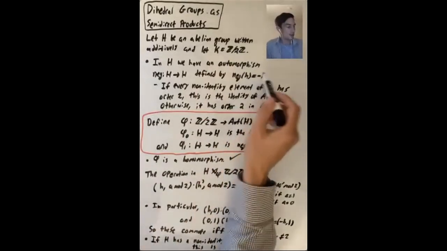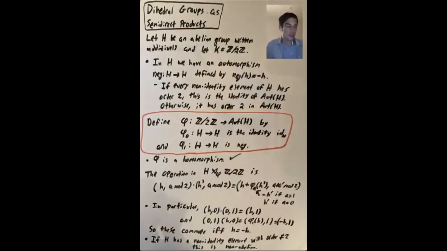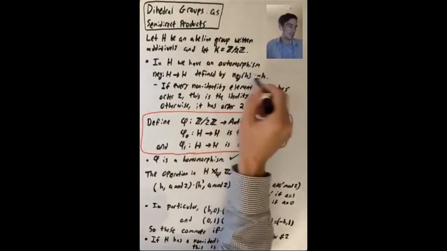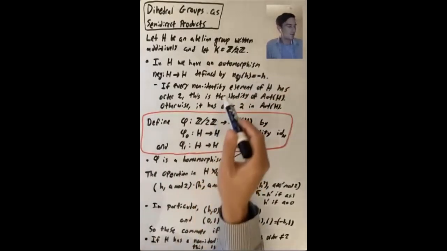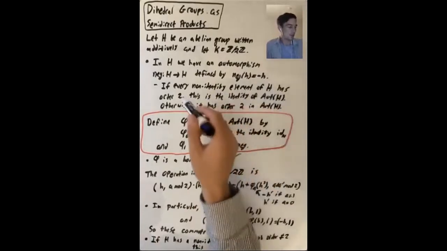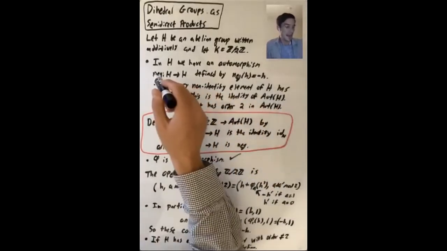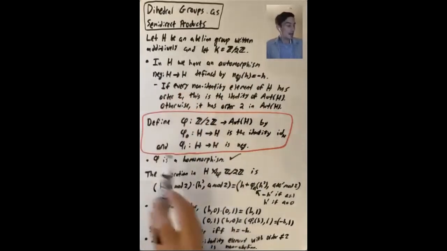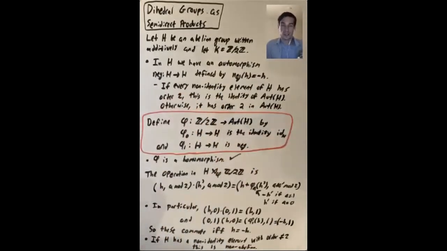So I want to say something about the order of this automorphism. If every non-identity element of H has order 2, then if little h has order 2, then h is negative h. So this is just the identity there. So if every non-identity element in this group has order 2, then this neg automorphism is actually the identity. Otherwise, if H has at least one element whose order is not 1 and not 2, then this negation has order 2 as an automorphism of H.